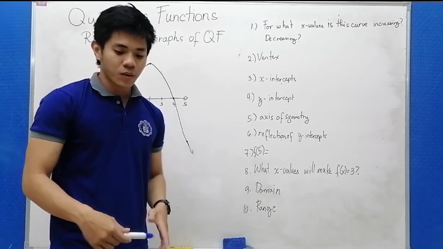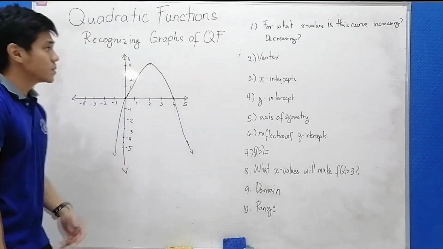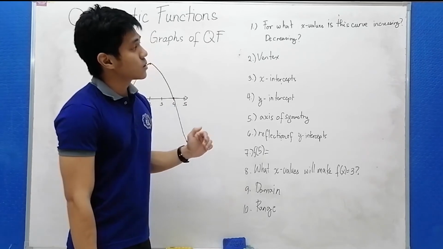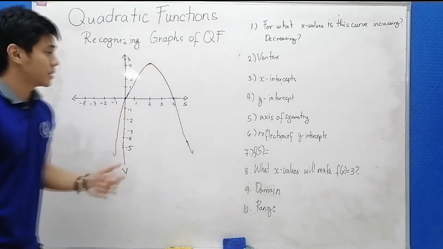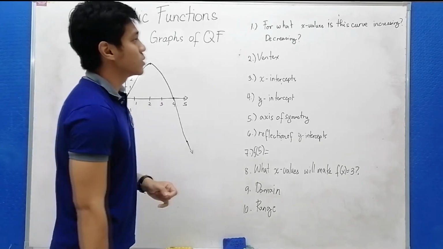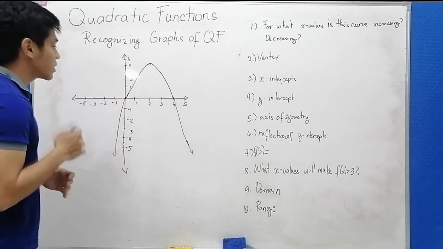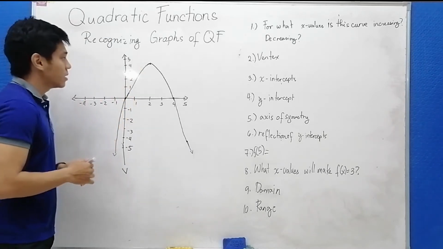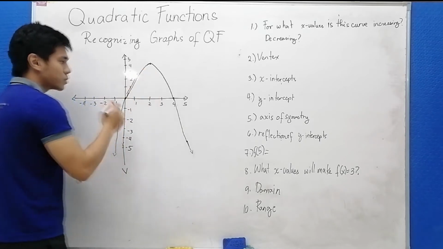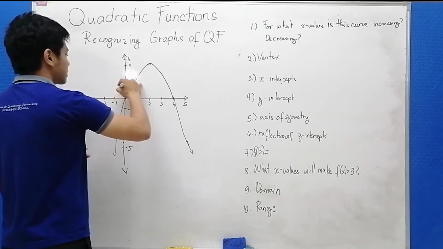Okay, so we're going to take one example of this graph and analyze it. We have the following questions that were posted in our learning kit, so let's try to answer them by looking at the graph here. For our first question, for what x values is the graph increasing and decreasing? Looking at the shape of the parabola, the values are going upwards here. If it's going upwards, it's in the increasing values.